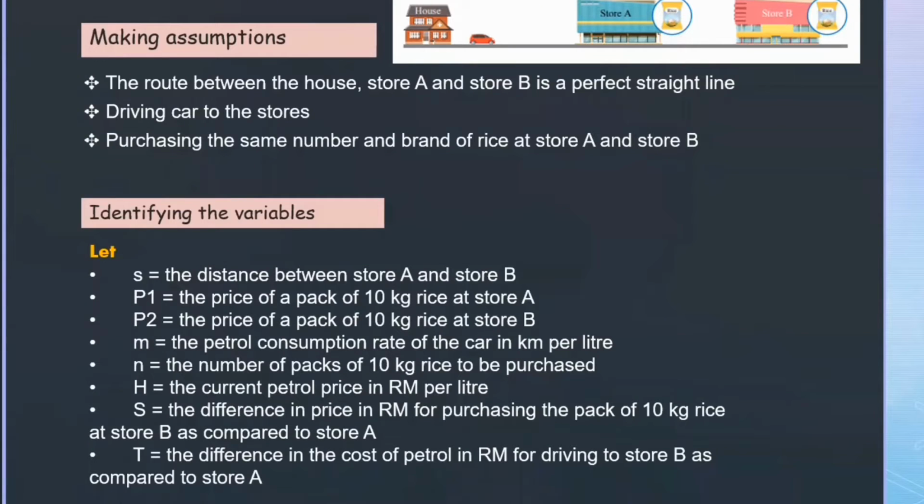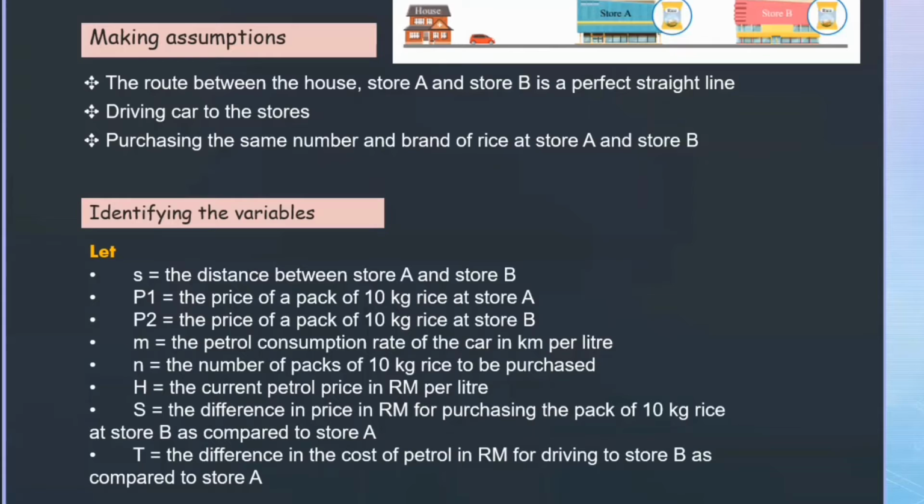Making assumptions. The route between the house, store A and store B is a perfect straight line. Driving a car to the stores, purchasing the same number and brand of rice at store A and store B. Identifying the variables. Let S equal the distance between store A and store B. P1 equals the price of a pack of 10 kg rice at store A. P2 equals the price of a pack of 10 kg rice at store B.